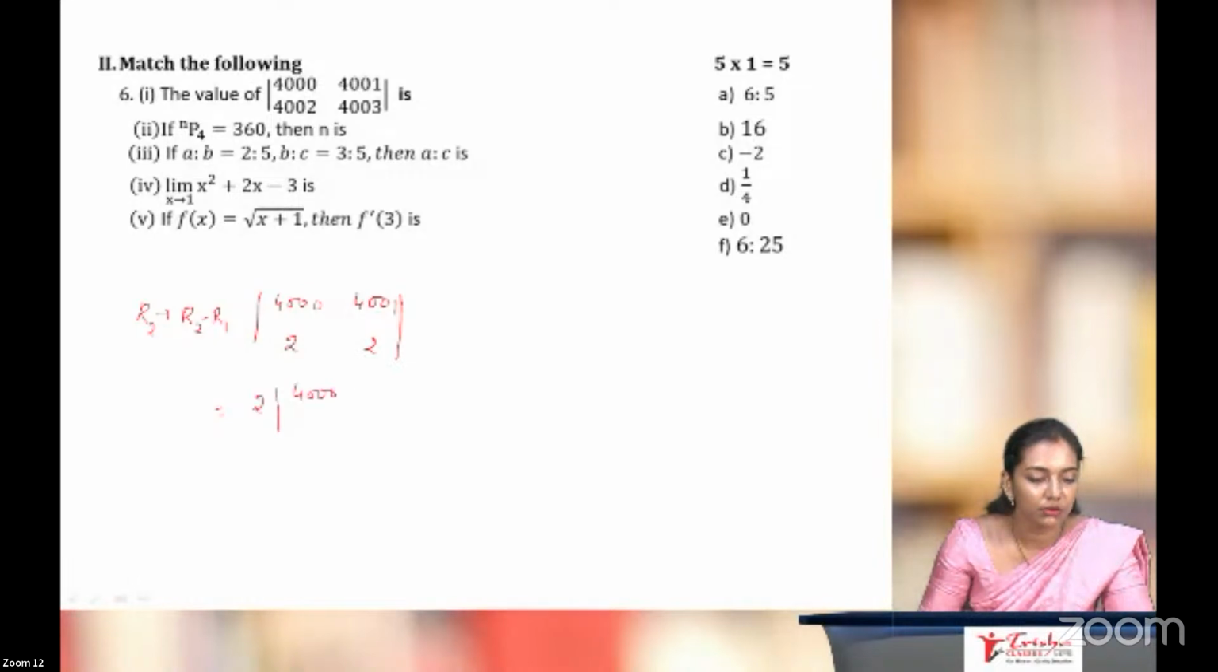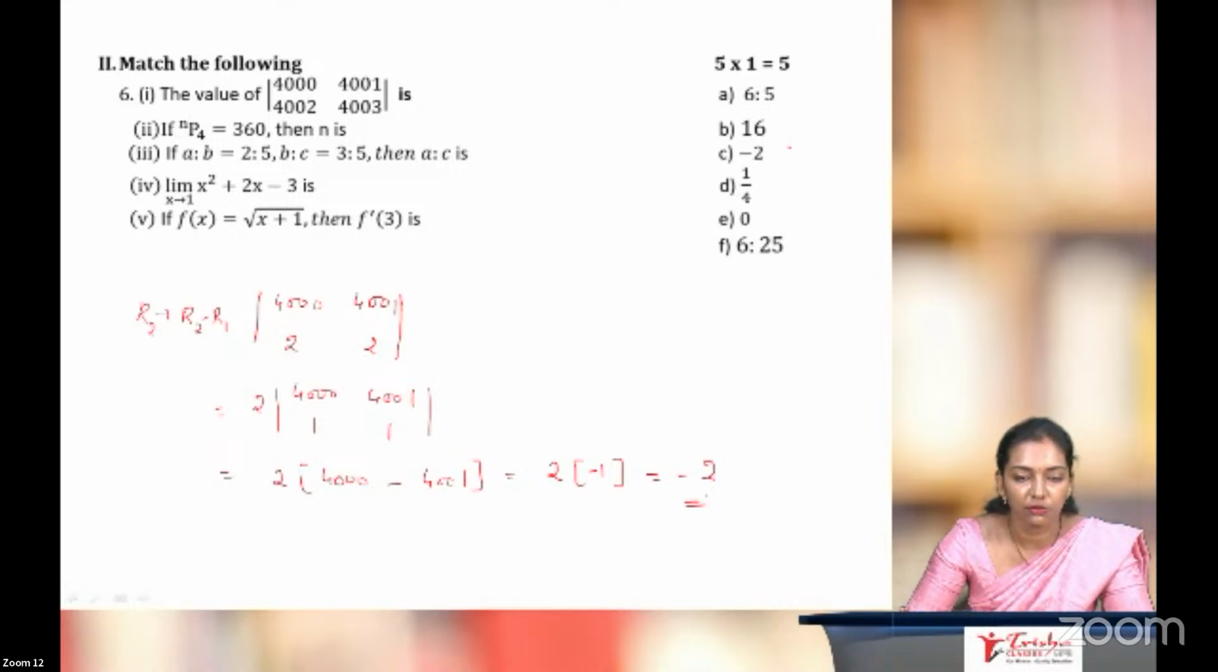So 4,000, 4,001. Here 1 and 1. So here you have 2 into. So just take the determinant of this, 4,000 minus 4,001. So just use the property. So here you have 2 into minus 1. So it is minus 2 is the answer. Okay. So this is the answer for the first one.